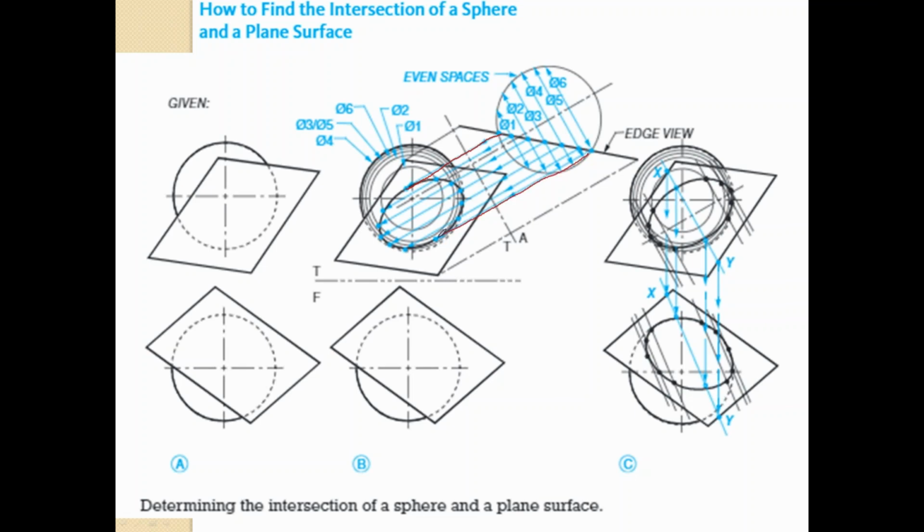Project this over here, and before you even project this line to the front view, to the top view, you would take all these 6 equal spaces, and now you're going to draw a perpendicular line to this center line to get the diameter of circle 1, diameter of circle 2, diameter of circle 3, diameter of circle 4, diameter of circle 5, diameter of circle 6. Transfer them onto your top view.